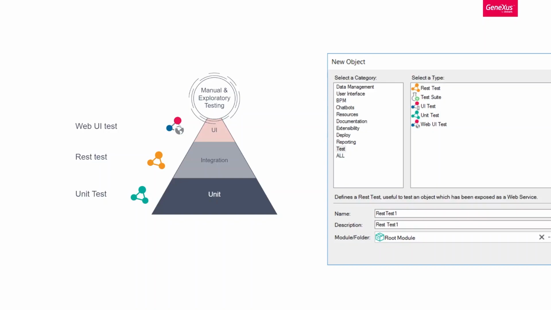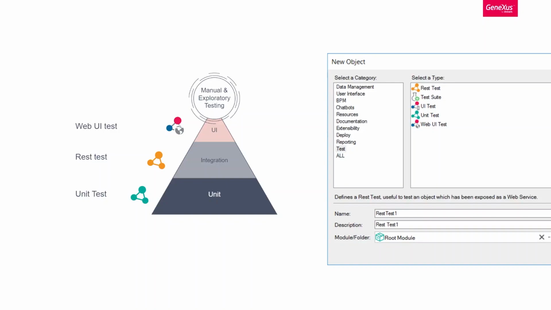All kinds of tests will be created from the GeneXus IDE. The unit tests are created with the unit test object. With this object, it is possible to test the business logic encapsulated in other objects like procedures, data providers, and business components. With the REST test object, it is possible to test procedures, data providers, and business components exposed as REST services by calling them by HTTP.